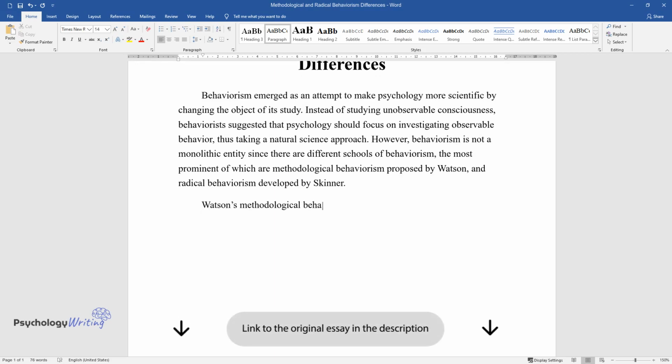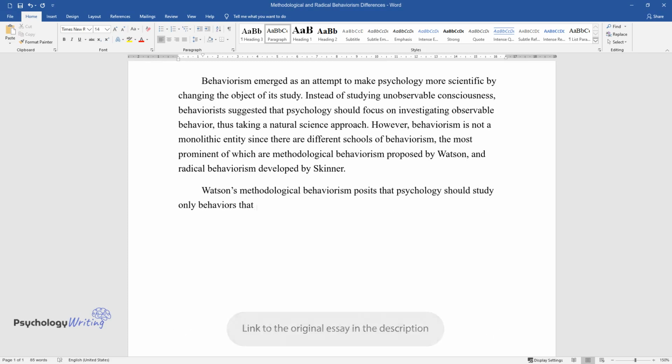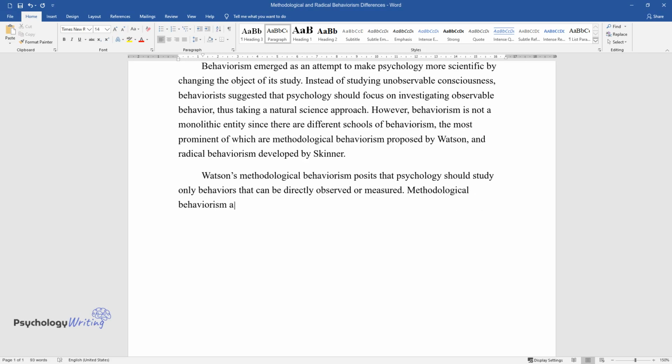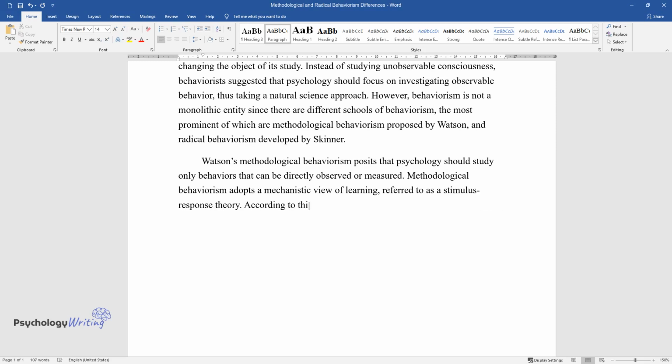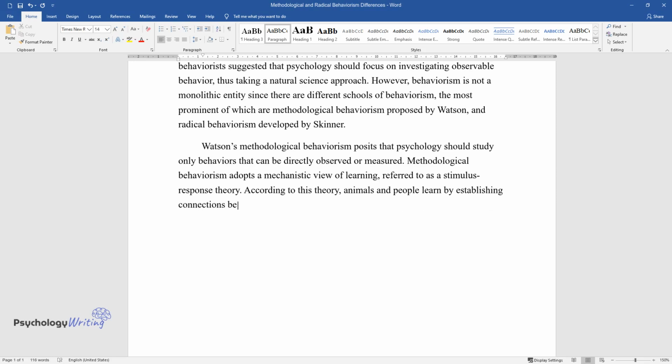Watson's methodological behaviorism posits that psychology should study only behaviors that can be directly observed or measured. Methodological behaviorism adopts a mechanistic view of learning, referred to as a stimulus-response theory. According to this theory, animals and people learn by establishing connections between environmental events, stimuli, and behaviors, responses.